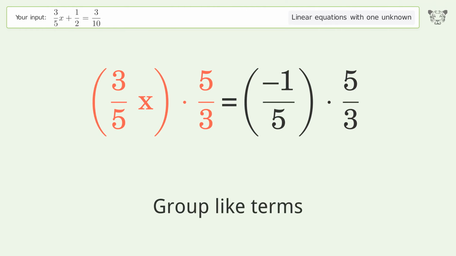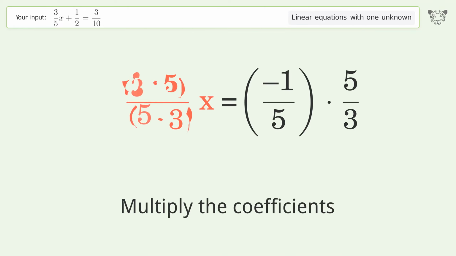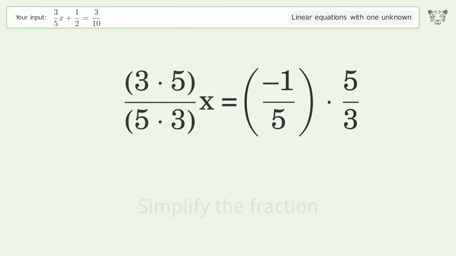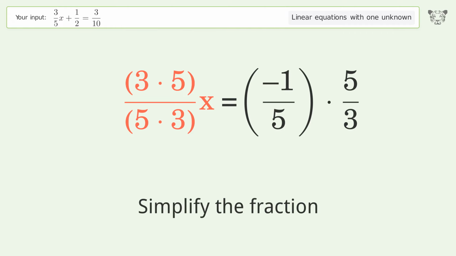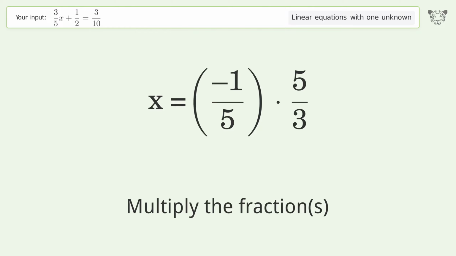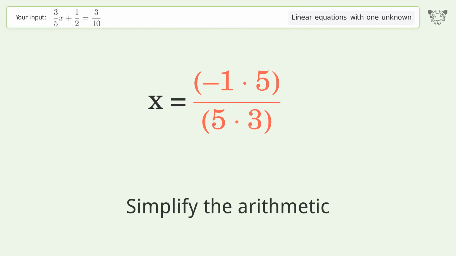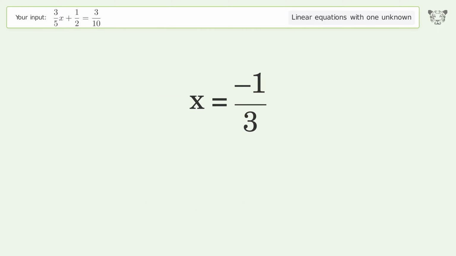Group like terms. Multiply the coefficients. Simplify the fraction. Multiply the fractions. Simplify the arithmetic. And so the final result is x equals -1/3.